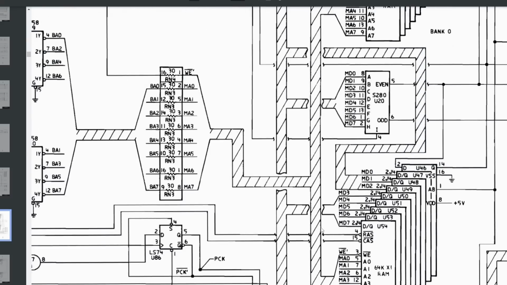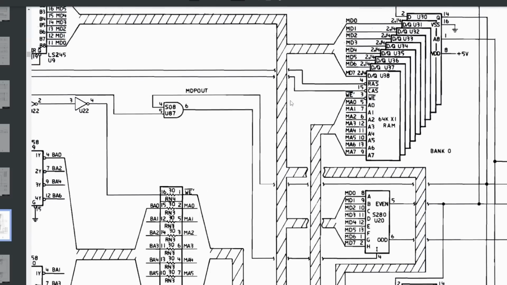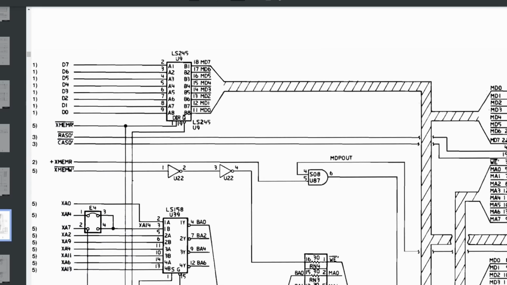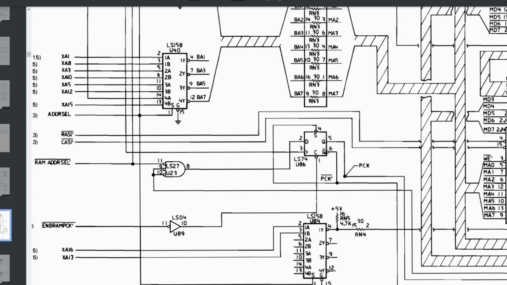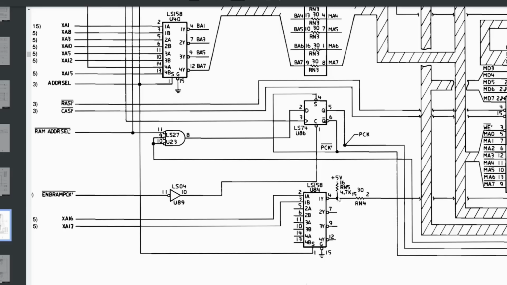And MD5, the MD lines come up here and they just go straight to that. And there's no pull-ups. Pull-ups would be shown on these schematics if they were there. They would look like this. There's a pull-up resistor right there. That's pulling up through 4.7K to 5 volts on whatever line this is.